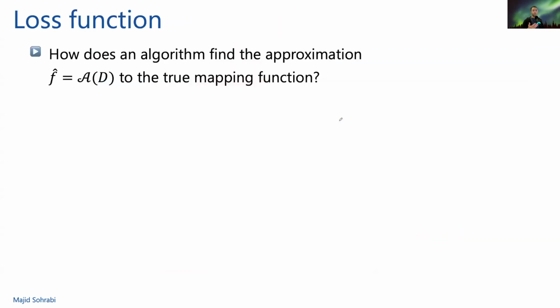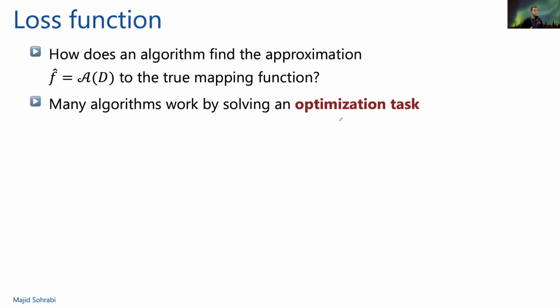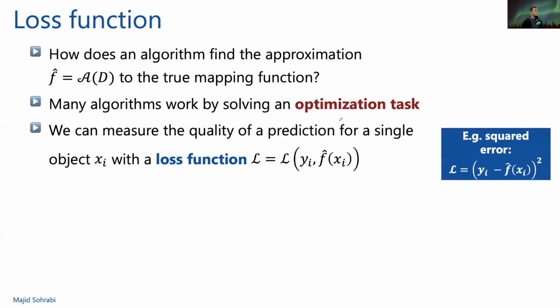So how does this model try to find this approximation f hat? The majority of the algorithms try to solve an optimization task. So here we have a loss function that we want to minimize. So the optimization appears in this sense. A loss function with capital L basically takes the true target yi, which comes from the true dependency, and it takes the prediction of the model, this mapping. And by some metric, it tries to find a single value for the loss function.